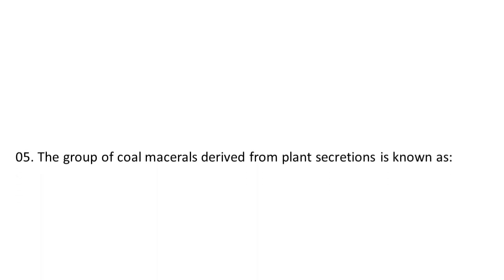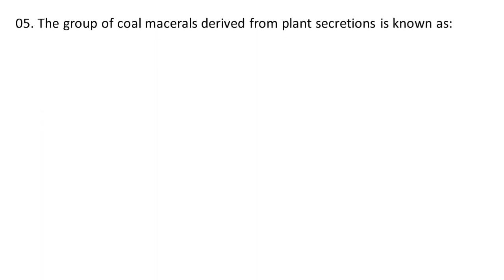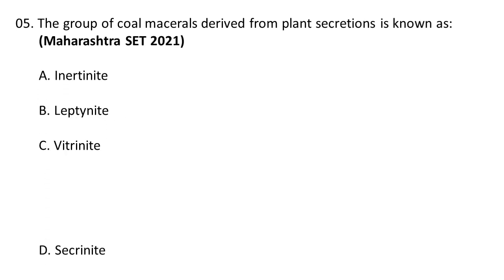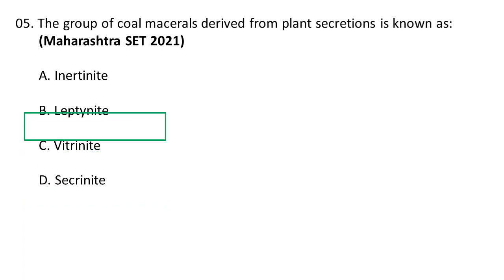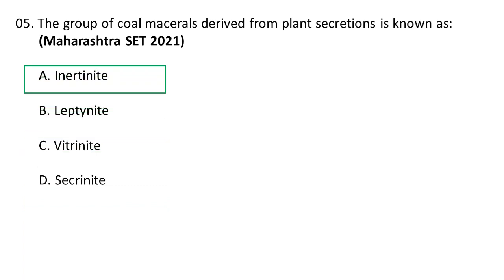Next question. The group of coal macerals derived from plant secretions is known as A. Inertinite, B. Liptinite, C. Vitrinite, and D. Secrinite. So the correct option is A. Inertinite. Inertinite is a group of organic materials or fossilized charcoals that are usually inert when heated without oxygen, and it's a common maceral in most types of coal.